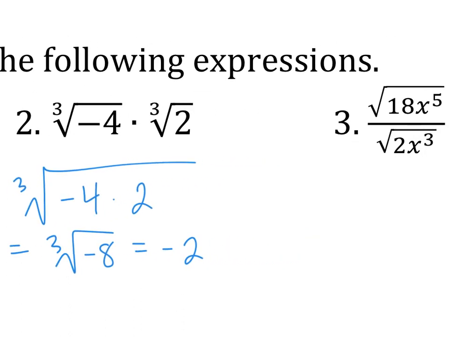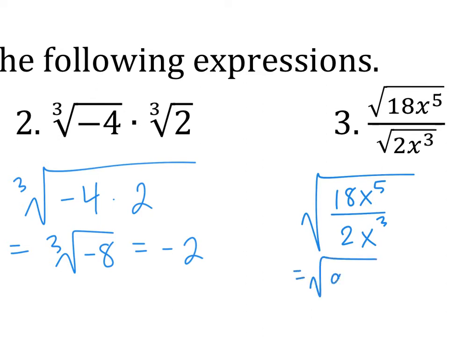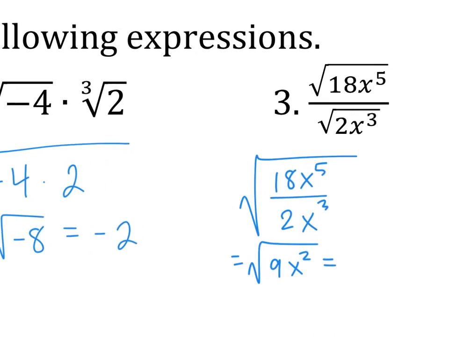Number 3, can I divide? No. Do they have the same index? Oh, yeah. Yes, so I can. So I'm going to just put them as one big fraction under that radical sign. And I'm going to just divide. So 18 divided by 2 is 9. X to the 5th divided by x cubed is x squared. Okay, what's my answer? 3x with absolute value. Because the index is even, it comes out as an odd exponent.